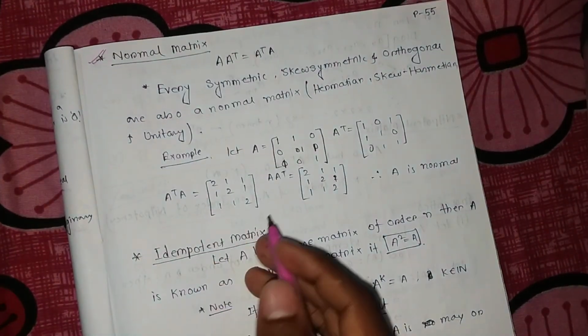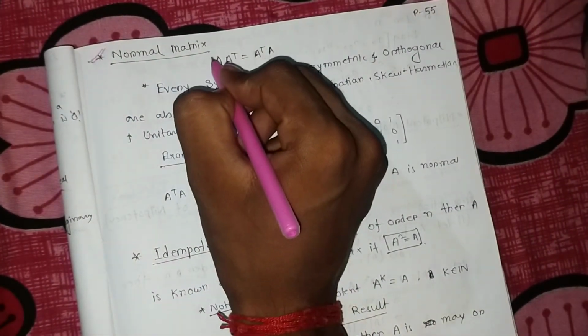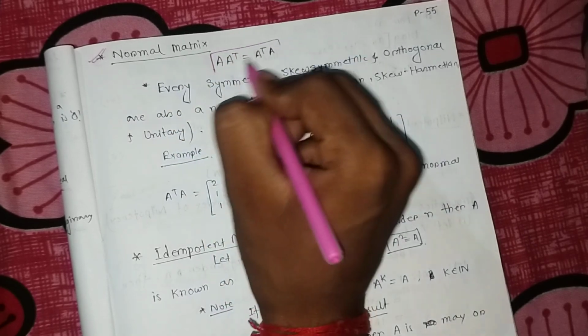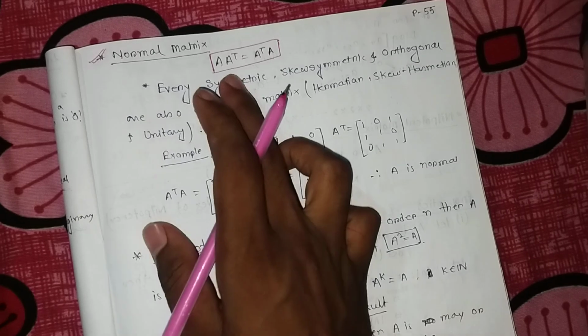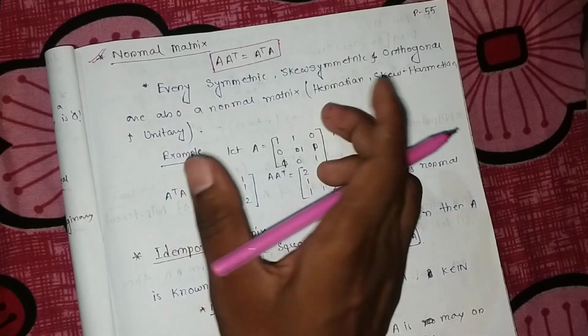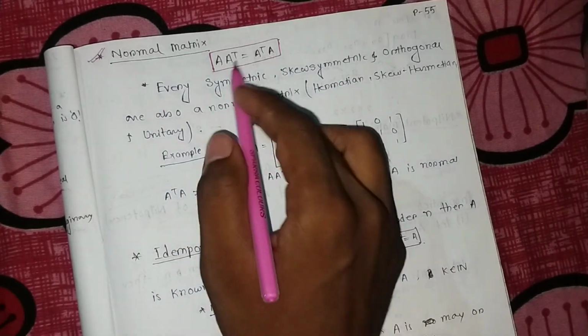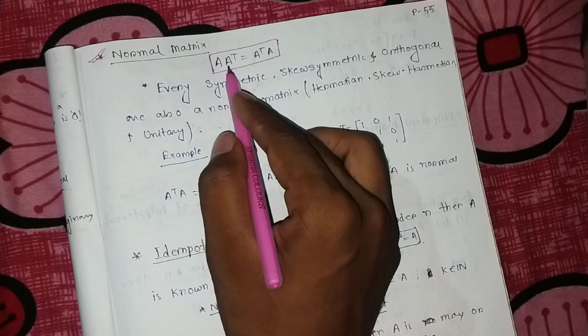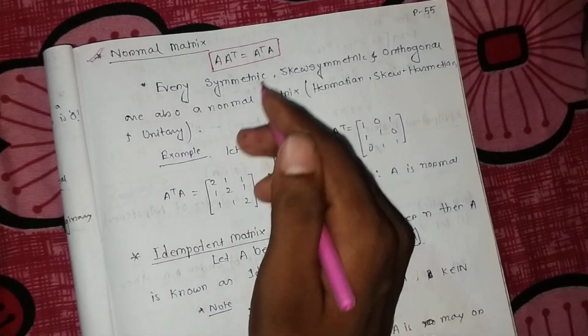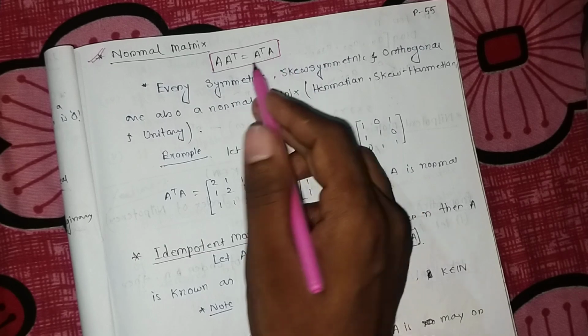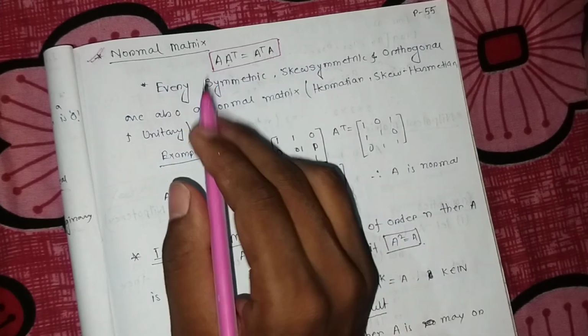Now, normal matrix. What is a normal matrix? If for a matrix A, A transpose A equals A A transpose, then it is called a normal matrix. That means every idempotent matrix is a normal matrix, you can say, because it is one part of the idempotent matrix. No, it's not equal to identity, but if these two are equal, then it's a normal matrix.